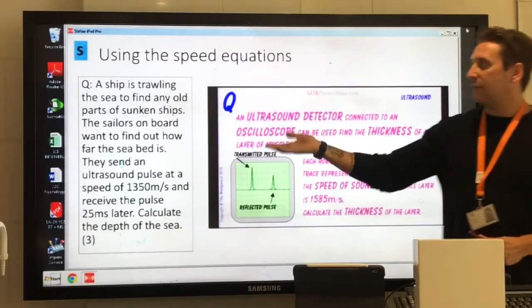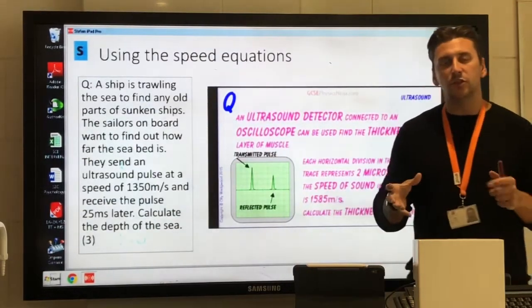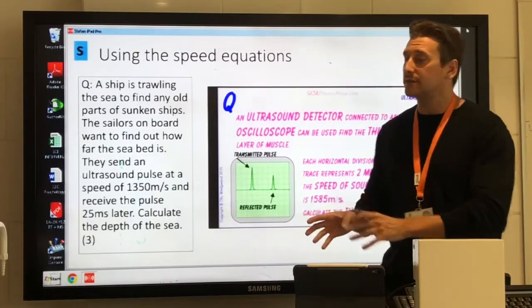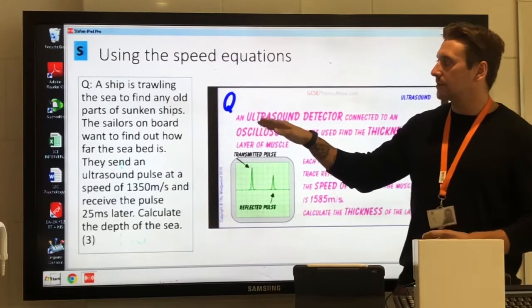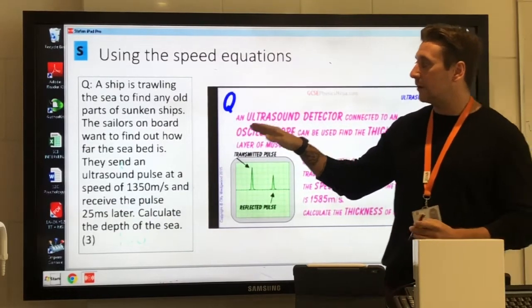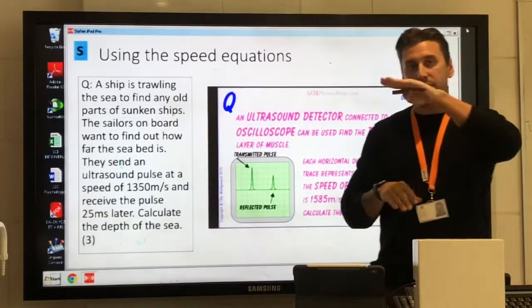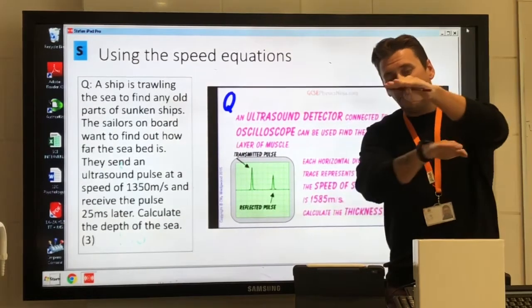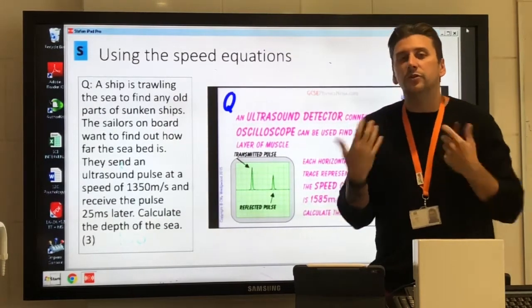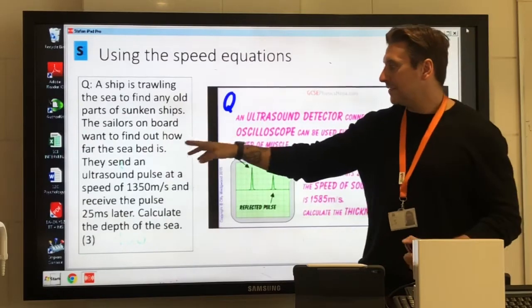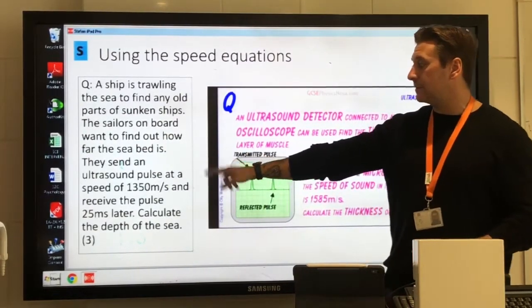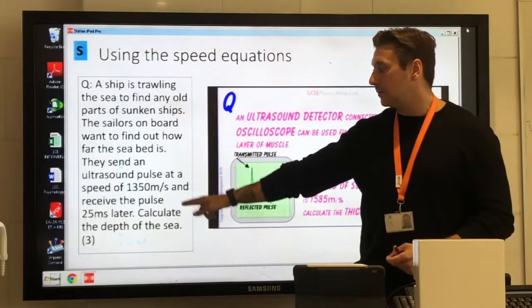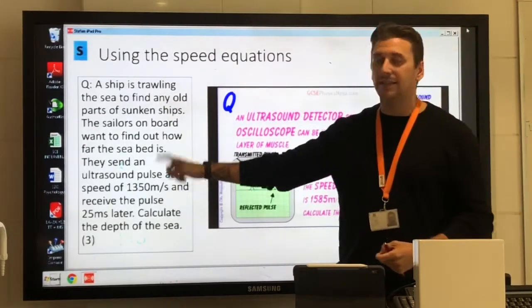Now, looking mathematically at a situation where we're using ultrasound waves, a ship is trawling the sea to find any old parts of sunken ships. The sailors on board want to find out how far the seabed is. So from the top of the sea in the ship, how far is it just to the seabed? We're going to use ultrasound to find that out. They send an ultrasound pulse at a speed of 1,350 meters per second and receive the pulse 25 ms later.